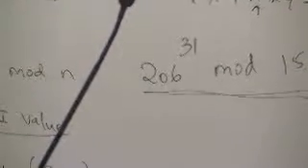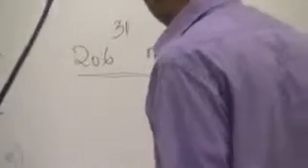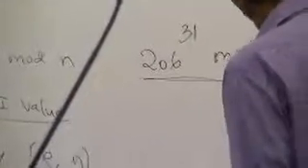And then to decrypt, what do you do? You take the cipher text and raise it to the other key, the decryption key, which is d mod n, and you get back your plain text.